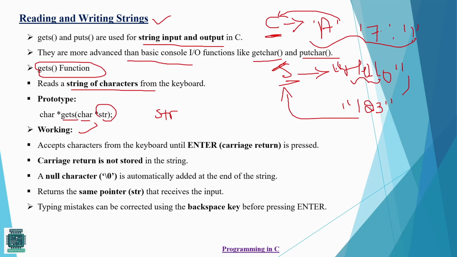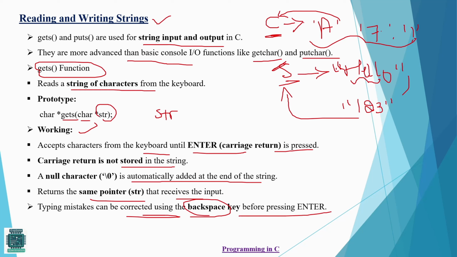Now let us see the working of this gets function. It accepts characters from the keyboard until enter, meaning carriage return, is pressed. The carriage return is not stored in the string. A null character is automatically added at the end of the string, and it returns the same pointer that receives the input. Typing mistakes can be corrected using the backspace key before pressing enter. This is the working of the gets function, and this is the error correction point.